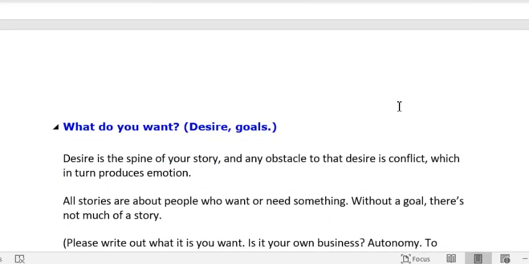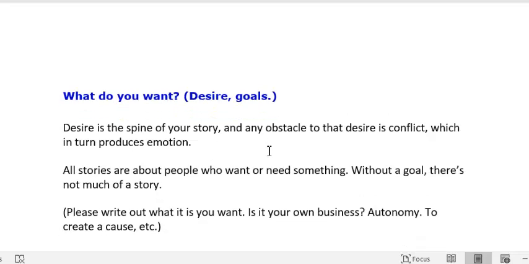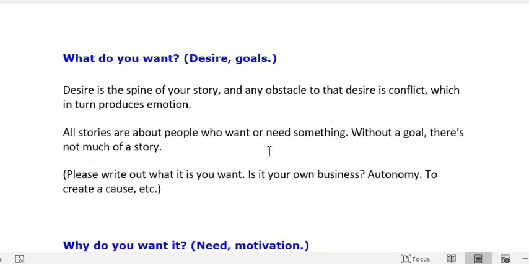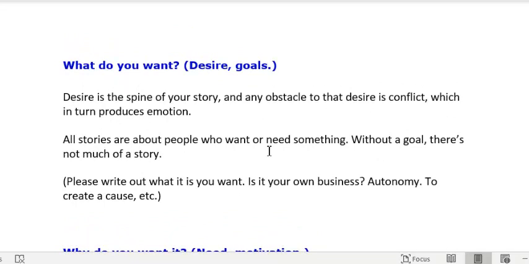So then you've got to say, okay, what is it you want once you've decided those? What are your desires? What's your goal? Desire is the spine of your story, and any obstacle to that desire is conflict. And you have to be unreasonable about getting the result that you want. Okay, so this all in turn produces emotion. And really with your story, you're in the emotional delivery business. All stories are about people wanting or needing something. Without a goal, there's not much of a story. So please write out what it is that you want. Is it your own business, autonomy from other people, to create a cause, etc.? Please pause now, and write what it is you want in your story.